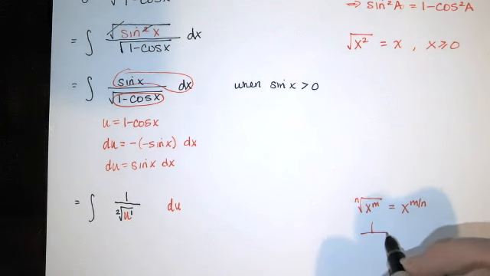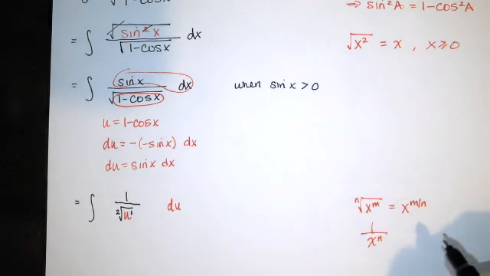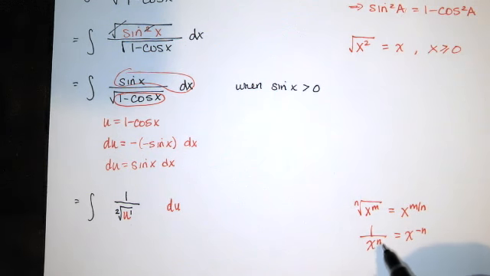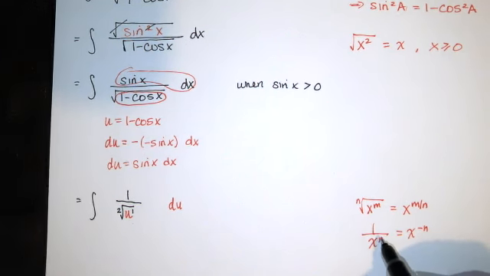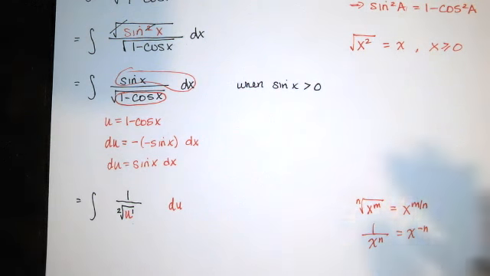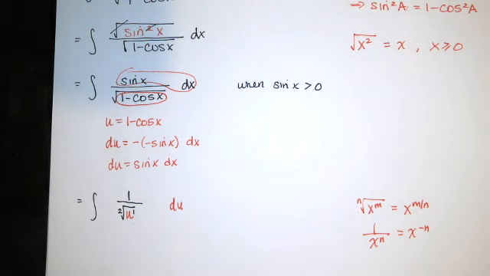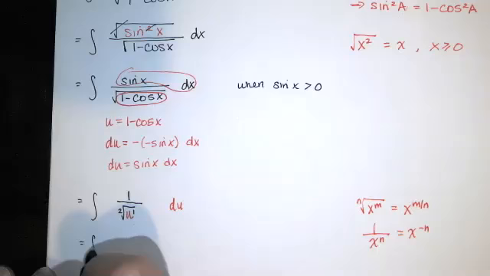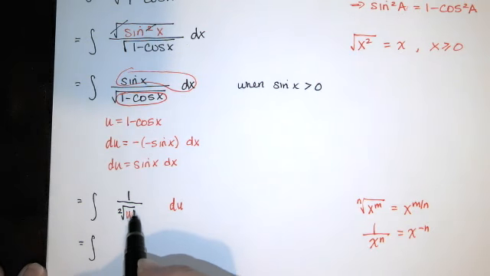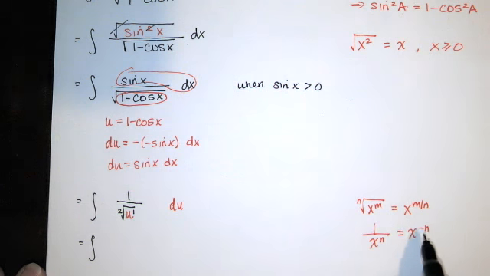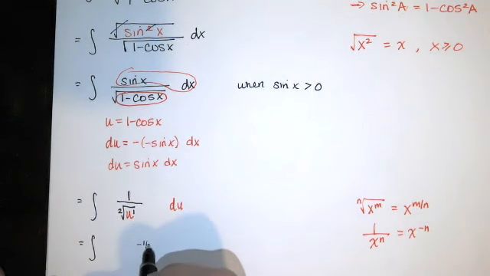Another rule that we need to remember is that 1 over x to the n is x to the negative n. So you can bring this up to the numerator as long as you change that exponent from positive to negative, or whatever sign it is. You just flip the sign and then it's going to go up there. So that means that this is actually u to the 1/2 power, but since it's in the denominator, when I bring it up to the numerator, it's going to be negative 1/2 power.